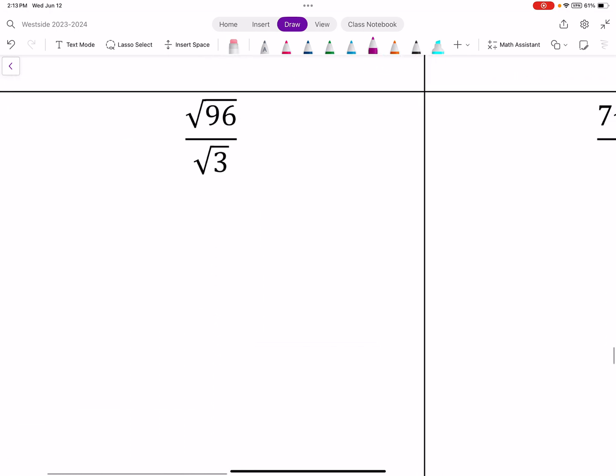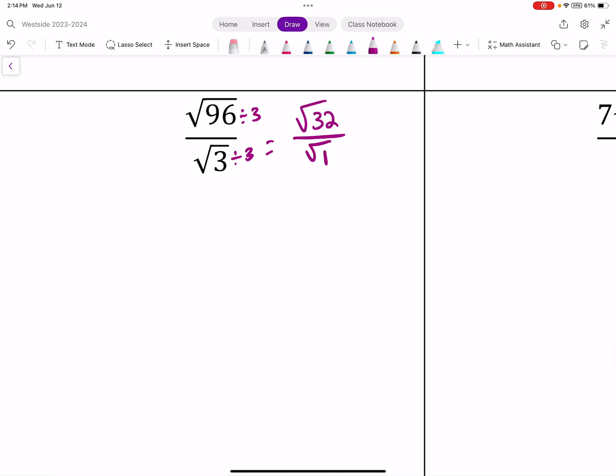All right, so we're going to look here. The square root of 96 and the square root of 3, neither of those are perfect squares, so I can't simplify that way. So I'm going to look to reduce them. I can divide both of these by 3. That would give me the square root of 32 over the square root of 1. Well, the square root of 1 is just 1, so I would have the square root of 32 over 1, which is just the square root of 32. But we can simplify that.